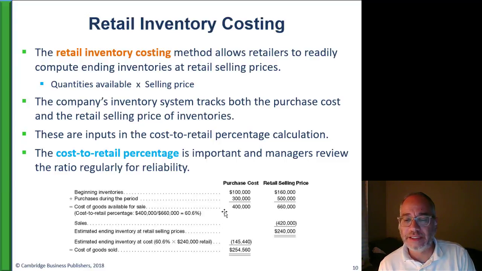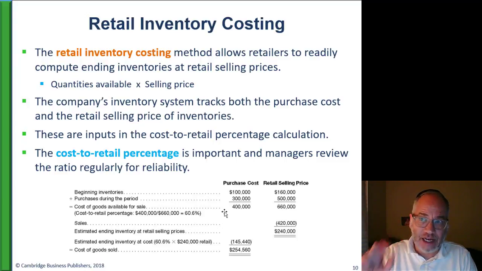So this percentage is really important because it's going to help us figure something out in a moment. The next thing we do is we figure out our ending inventory. So we had $660,000 sales price available. We go and we see we had $420,000 in sales. So therefore I must have sitting on the shelf right now $240,000 worth of inventory at retail price.